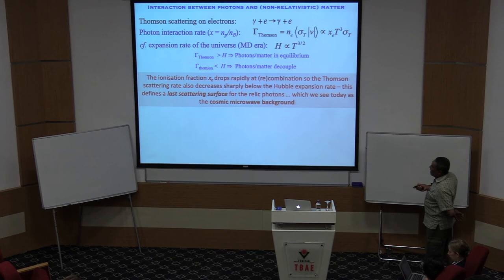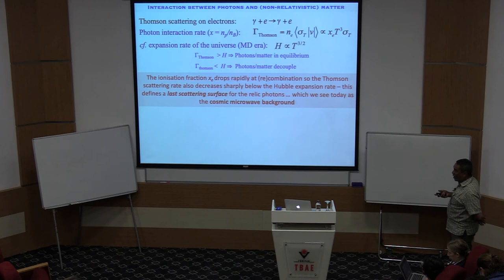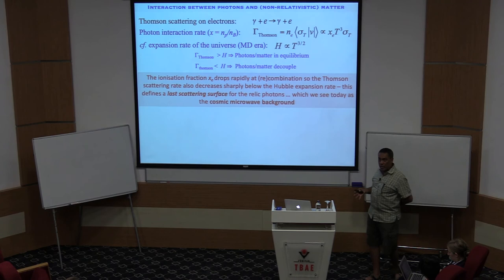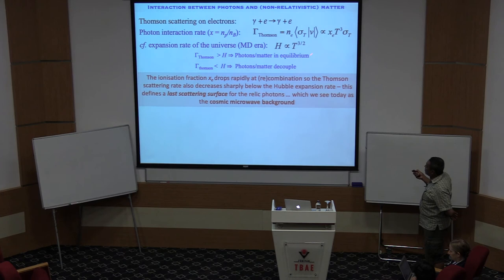And at this point, this X_e drops very, very rapidly, because at this temperature the ions, the protons and the electrons, combine to form hydrogen atoms, right? So at this point, this rate also drops very, very rapidly. So that is why you have a last scattering surface. Everything is dropping extremely rapidly, right? First of all, this is going as a much higher power of the temperature than this. And secondly, the number of free electrons is dropping very rapidly.